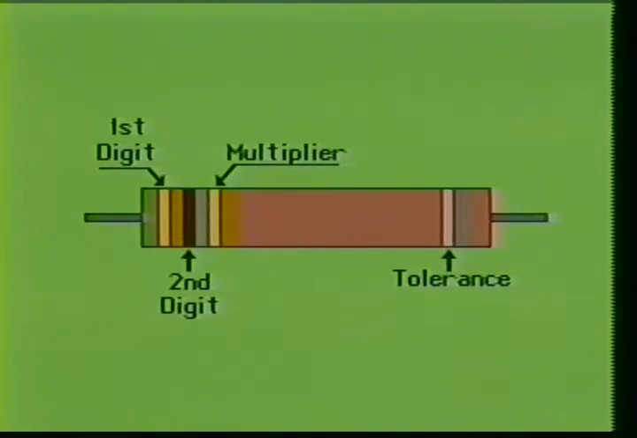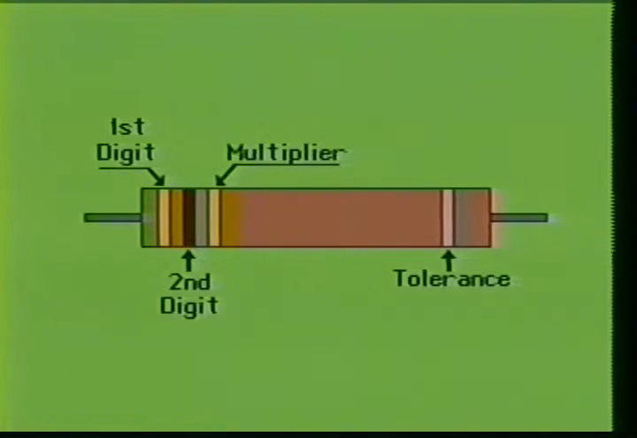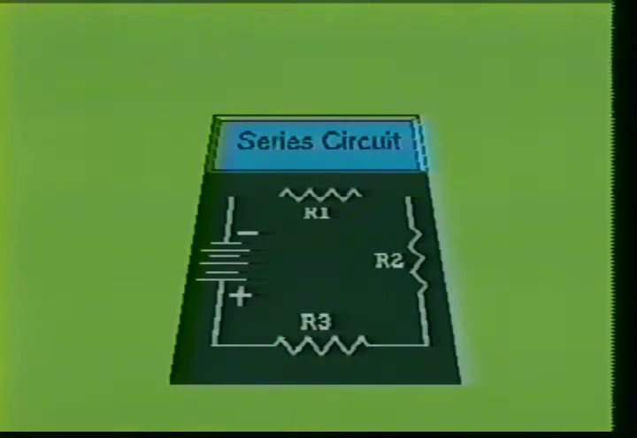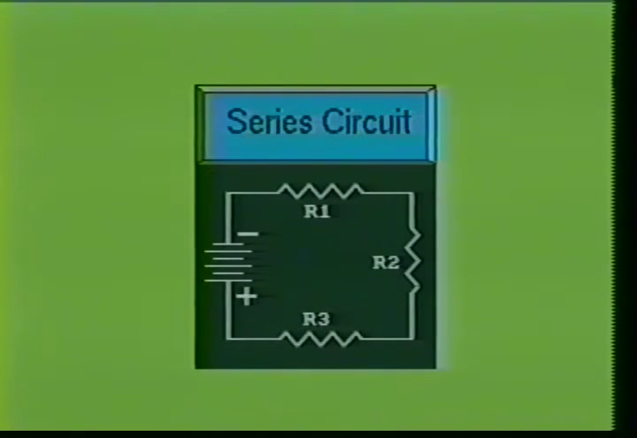When making resistance measurements, make sure that all power has been removed from the device under test. In a resistor, the first two color bands indicate the first two digits of the resistor's value. The third band is the multiplier. The fourth band indicates the tolerance. You have seen that when the same current leaves the negative side of a power source, travels through every component and returns to the positive side, we have a series circuit.